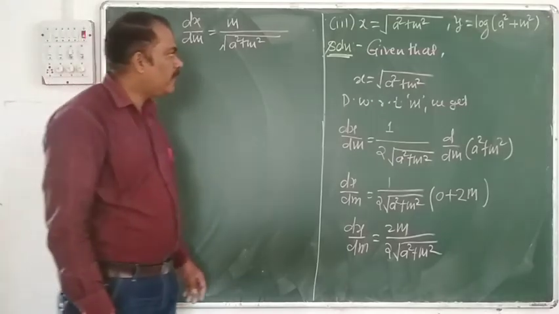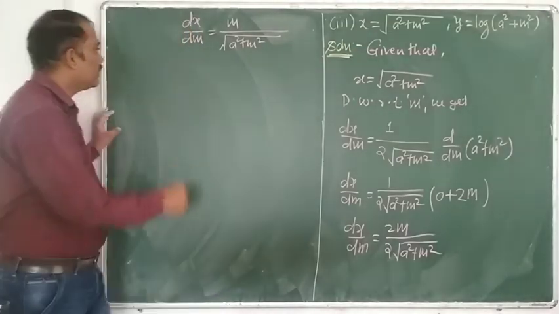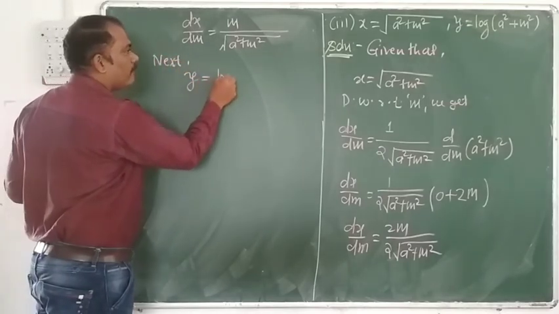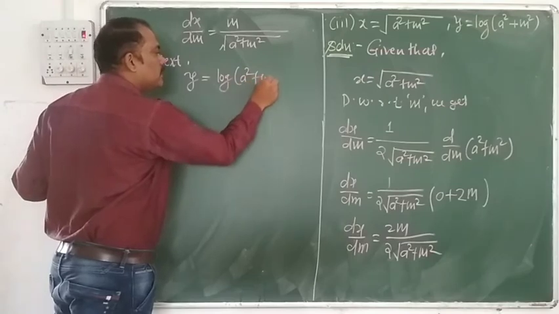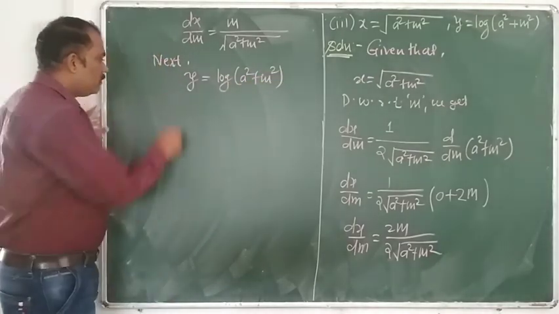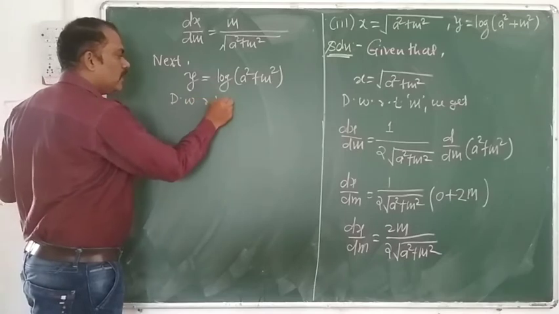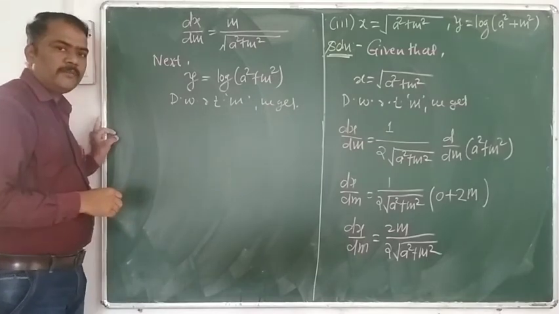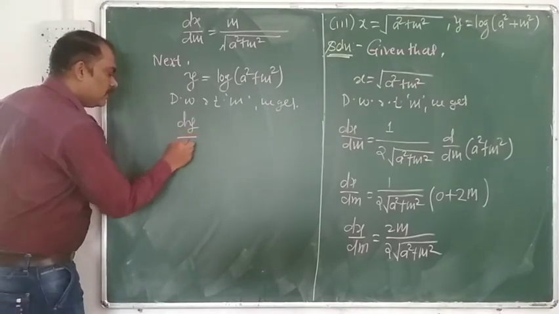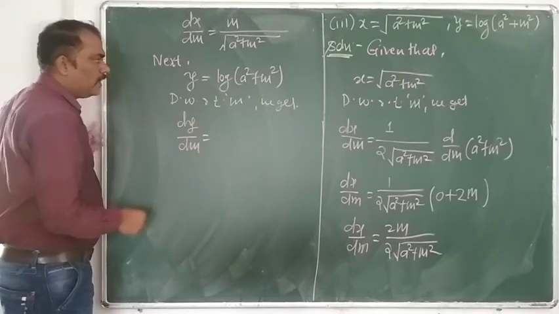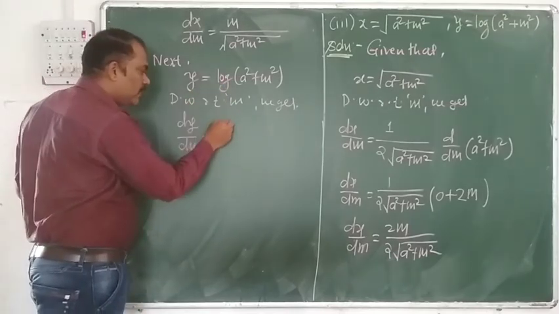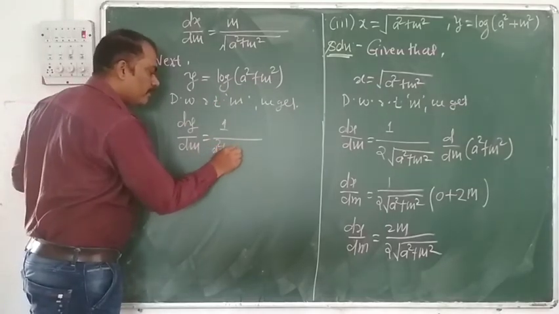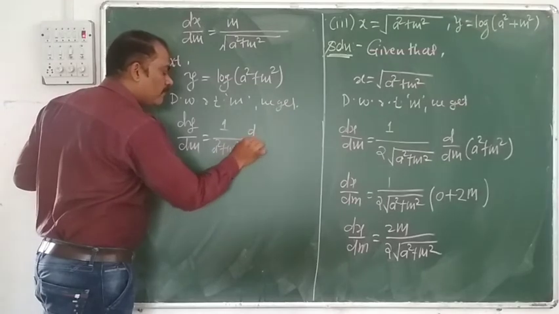Similarly, we have to find dy by dm, so we have to consider y. y is equal to log of a square plus m square. Now we have to differentiate this with respect to m. We get the derivative of y with respect to m, dy by dm. First we keep the finger on log. What is the derivative of log? 1 upon a square plus m square into d dm of.